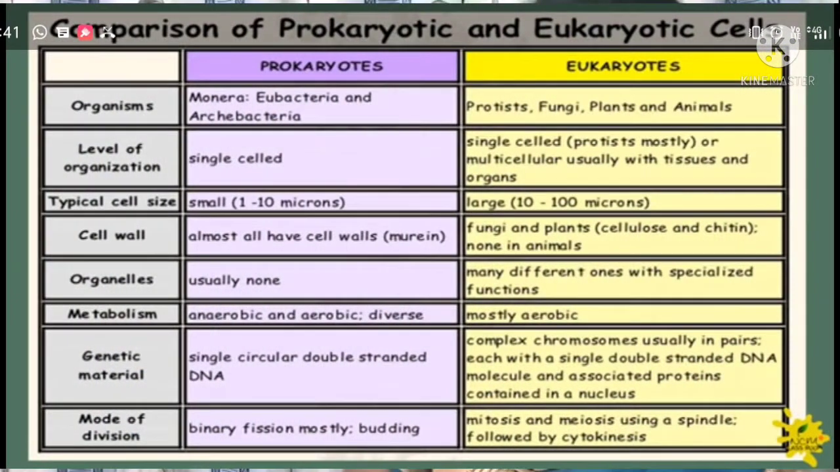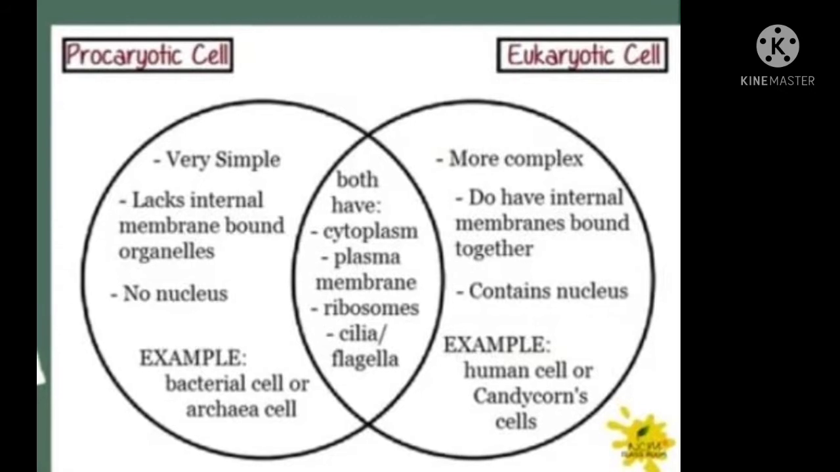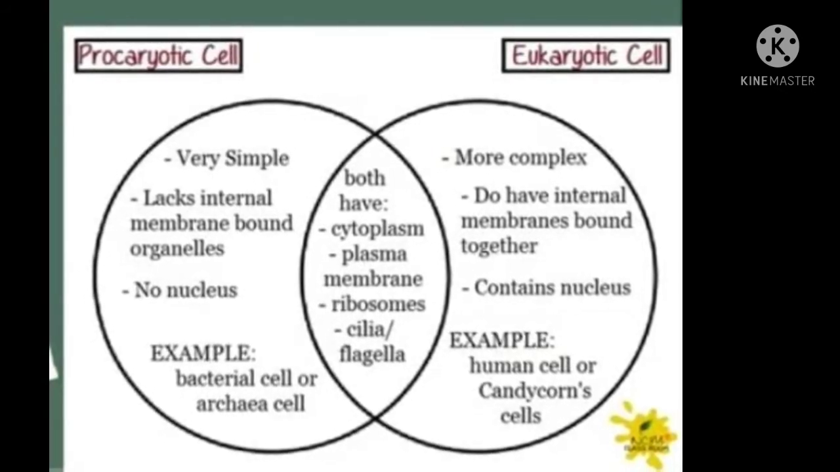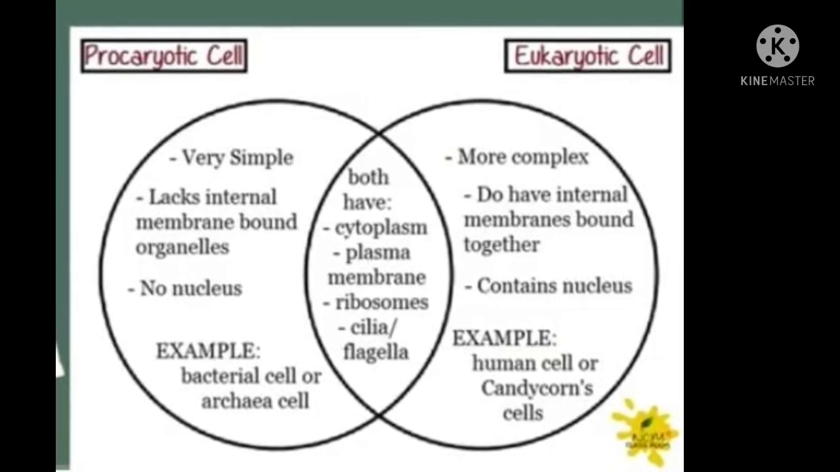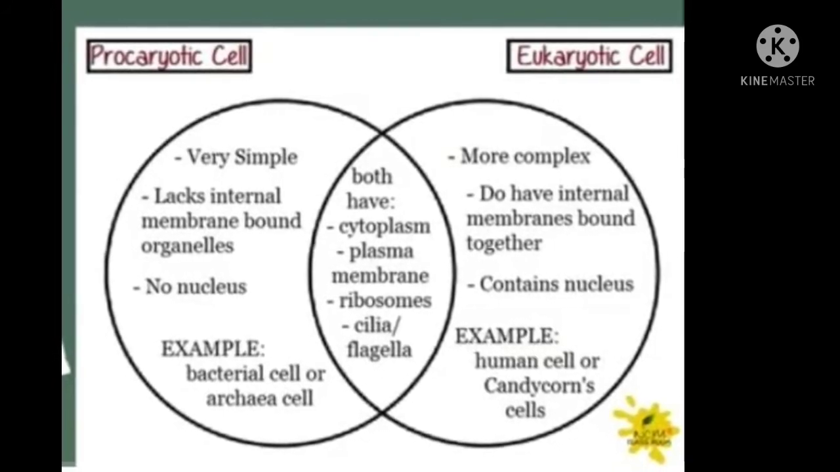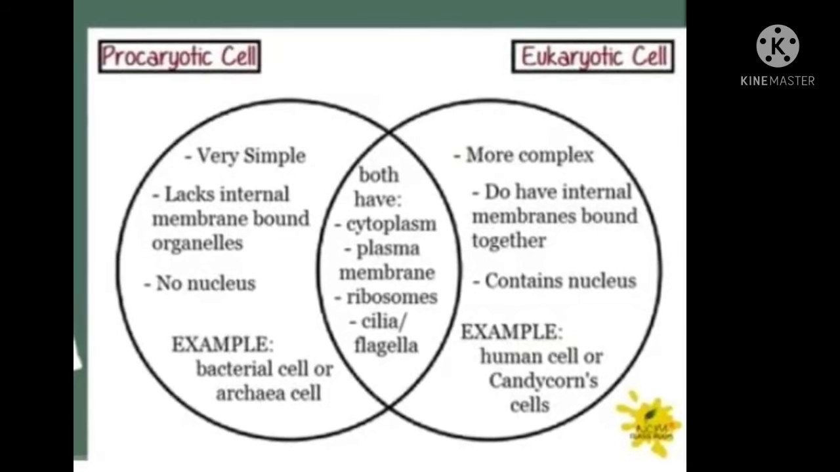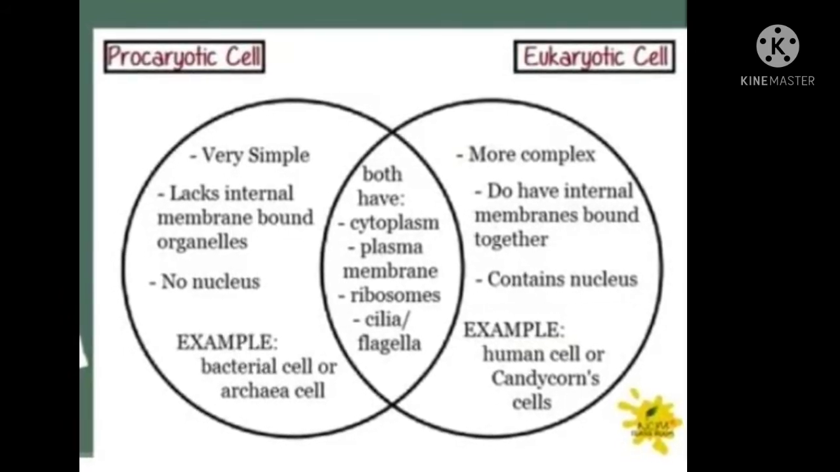Now, we will check the differences between prokaryotes and eukaryotes. You can observe the differences and characteristics of the prokaryotic and eukaryotic cells as follows. The prokaryotic cell is very simple when compared with the eukaryotic cell, while the eukaryotic cell is more complex. Prokaryotic cells lack internal membrane bound organelles and they don't have a nucleus. Examples are bacterial cells or archaea cells.